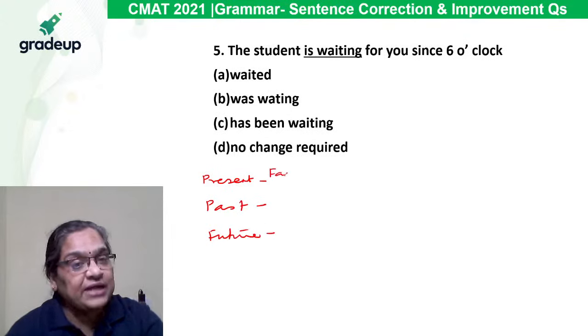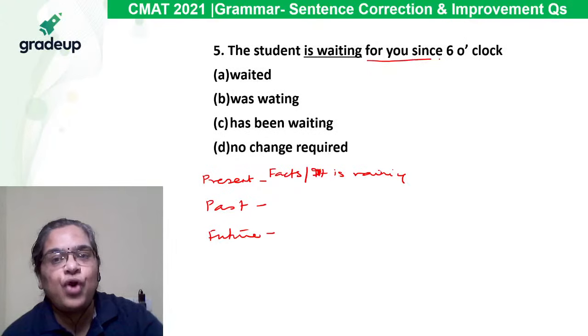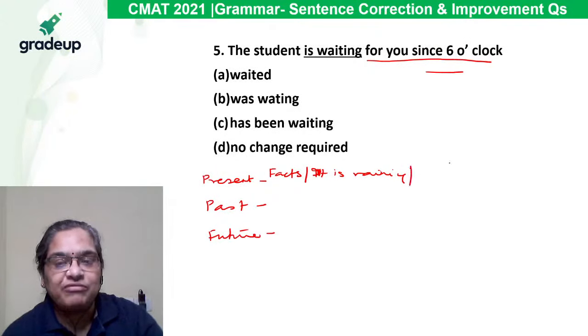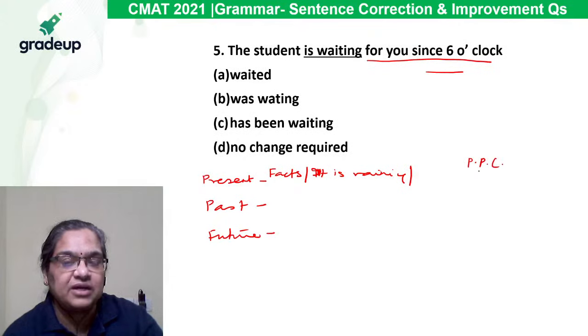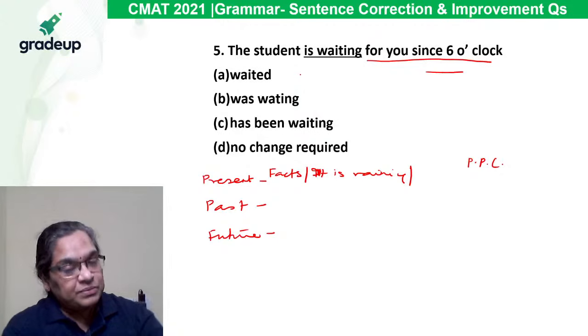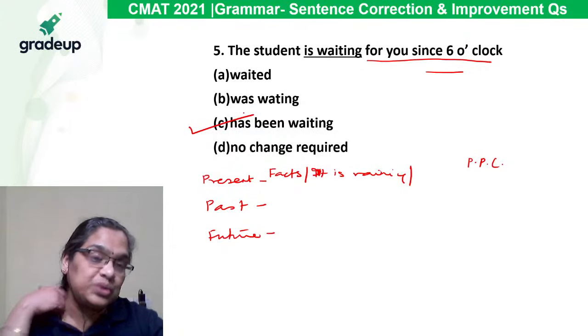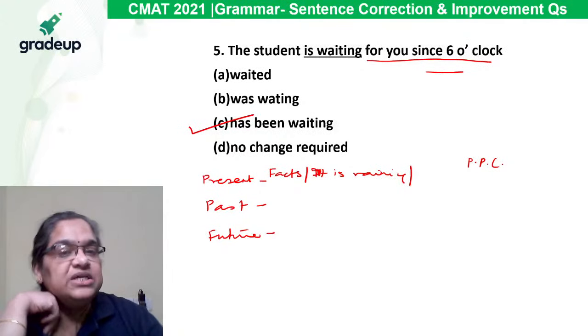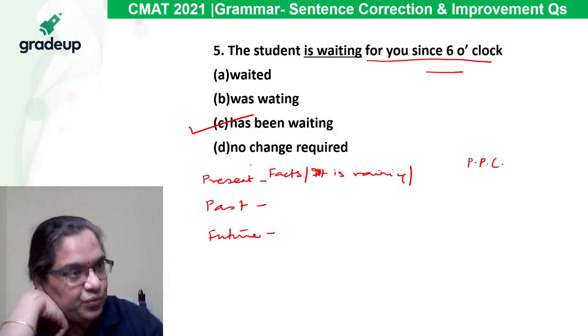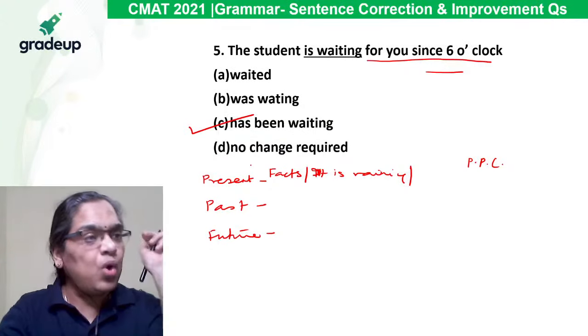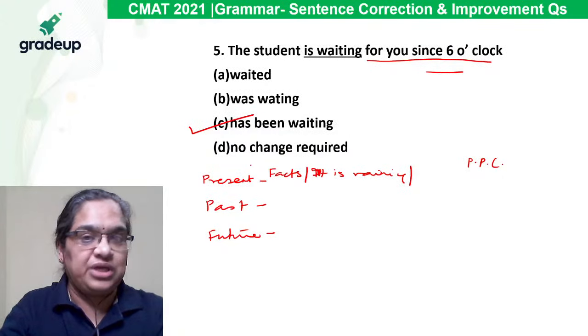When you talk of facts, you use simple present tense. When you talk of what is happening now, you use present continuous. It is raining. But the moment you mention for how much time, you have to use present perfect continuous or present perfect tense. So here the student, from 6 the wait has started, even now it has been happening. Therefore you will say the student has been waiting for you since 6 o'clock, not is waiting for you. All right. Okay, this is the most repeated tense question in CMAT.